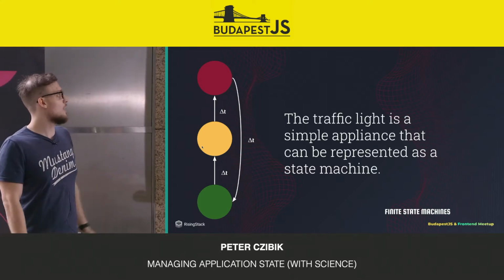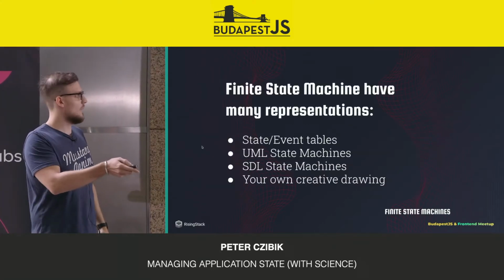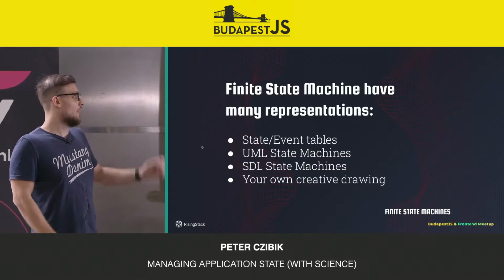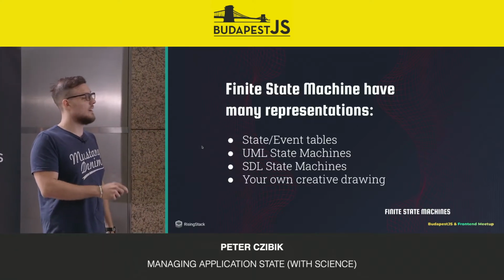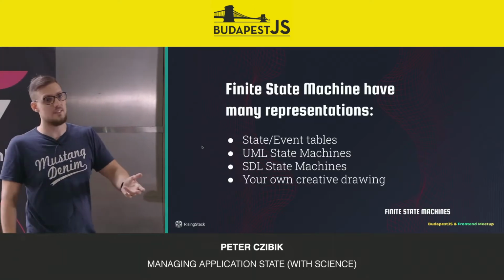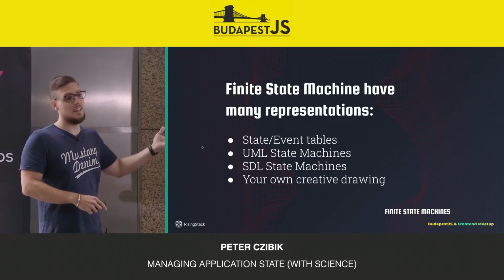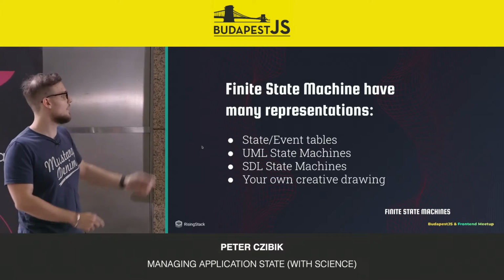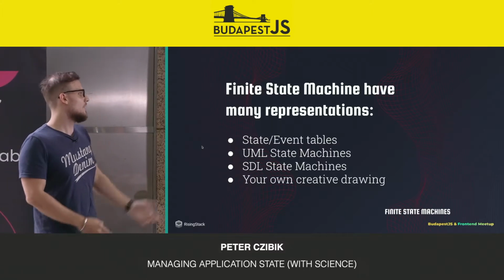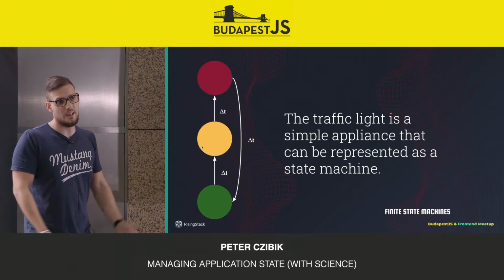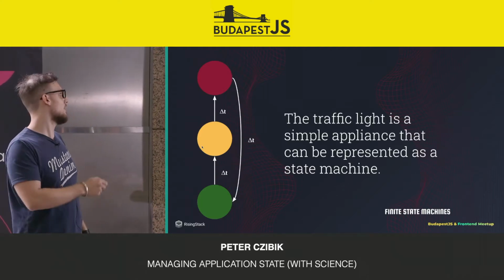I can give you another example. But before I give you another one, I would like to tell you that there are so many representations of finite state machines that you can use. There are these state event tables, and I'm going to show you an example for that. UML and SDL. And you can use your creative drawing like I did. This is not super standard, but I think it gets the job done.